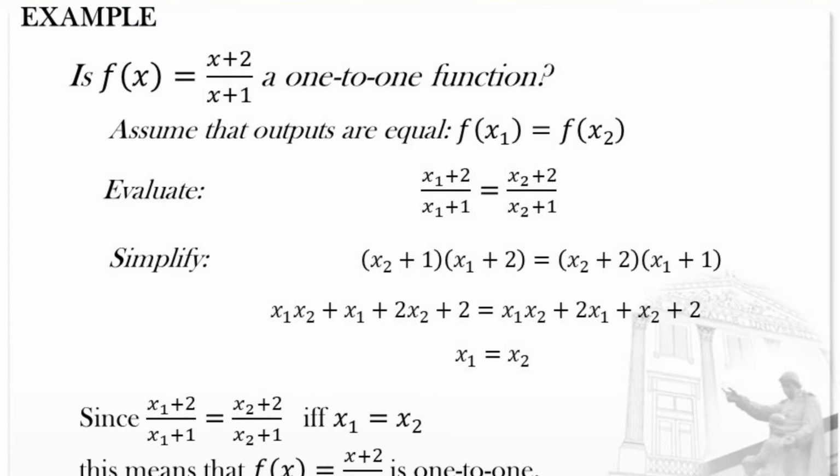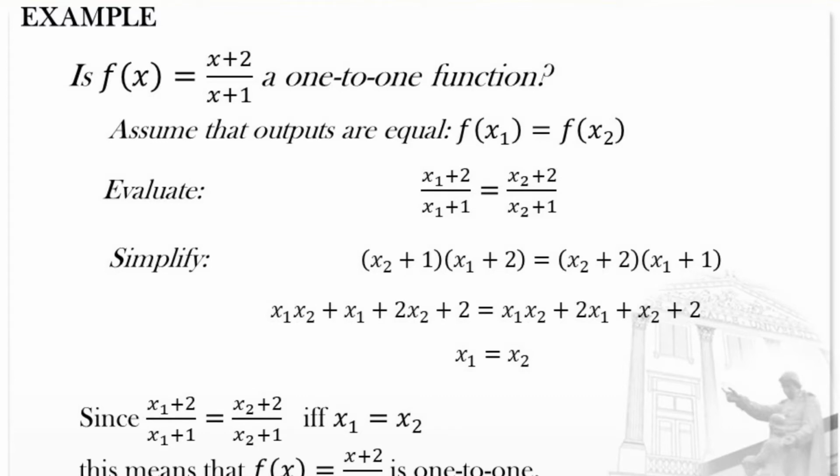X sub 1 is equal to x sub 2. So therefore, (x + 2)/(x + 1) is a 1-to-1 function. Okay? It's a 1-to-1 function. What about this one? f(x) = x² + 2. Is it a 1-to-1 function?